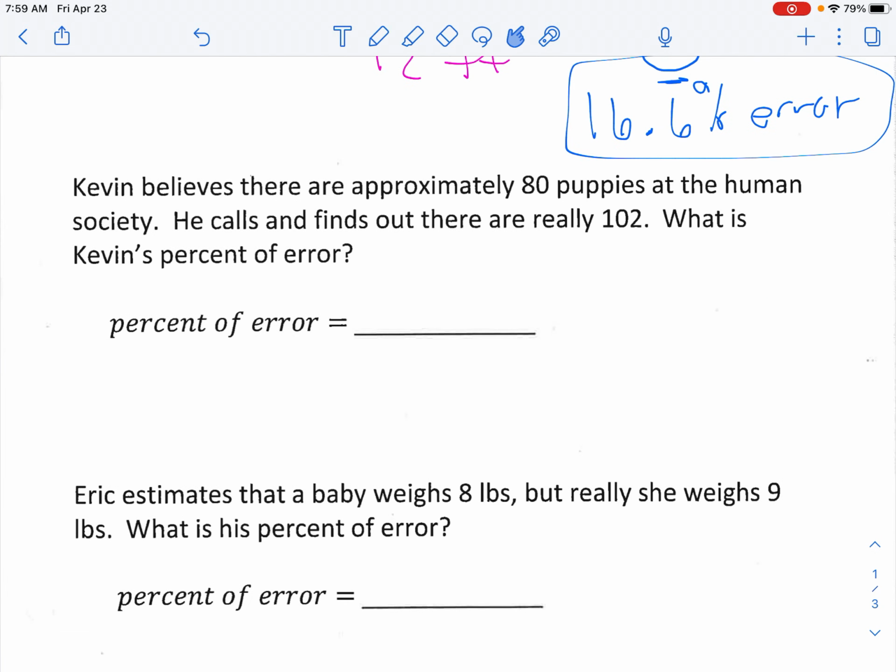Kevin believes there are approximately 80 puppies at the Humane Society. Not the human, the humane. He calls and finds out there are really 102 puppies. What is Kevin's percent of error? So the first thing we need to do is find the difference between 102 and 80. Actually, we can just do our calculator because you guys are using calculators now. So you can do 102 minus 80 is the difference of 22.